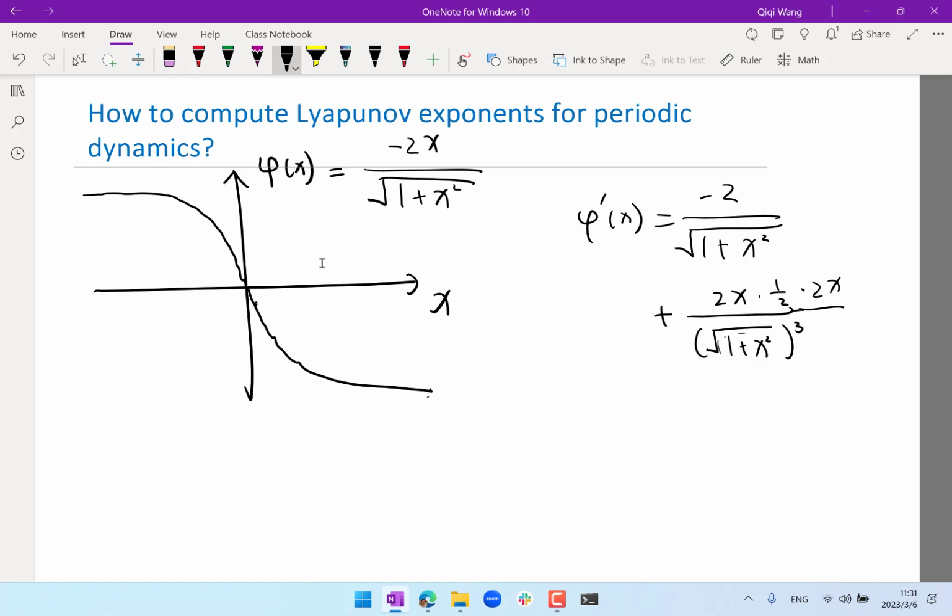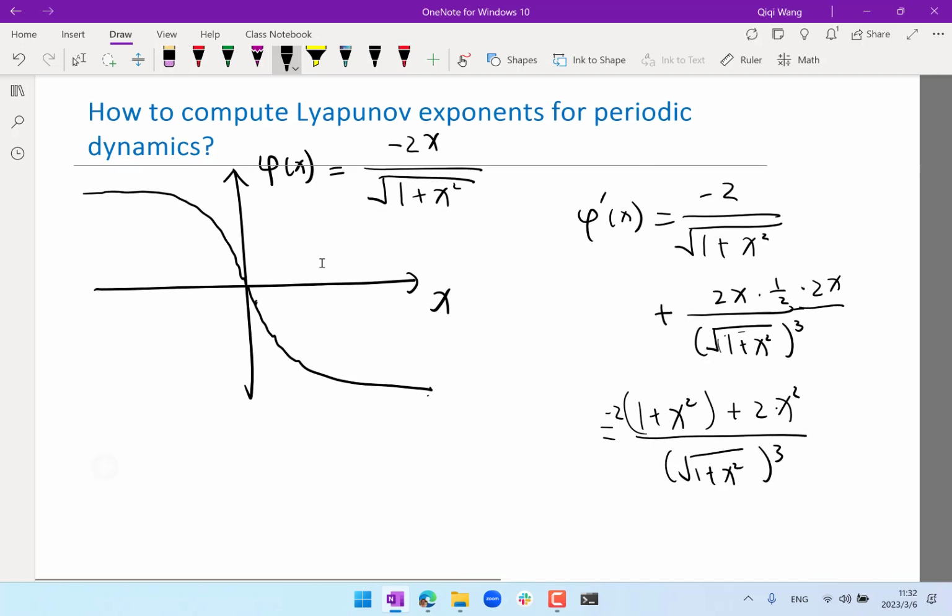And if you do the calculation, this is basically the square root of 1 plus x squared cubed, and we have 1 plus x squared over here times minus 2, and on this part we have a cancellation, so we get 2 x squared, okay? And with the cancellation of this and this, we get minus 2 divided by the square root of 1 plus x squared cubed, right?